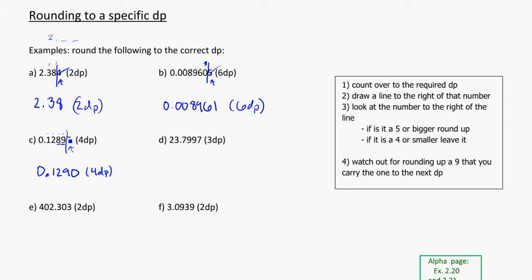So again, that's the idea here, that because I see the 7, I need to round up the 9, but 9 rounds to 10, so I need to carry 1 over to the 8, and it rounds up to 9 as well.